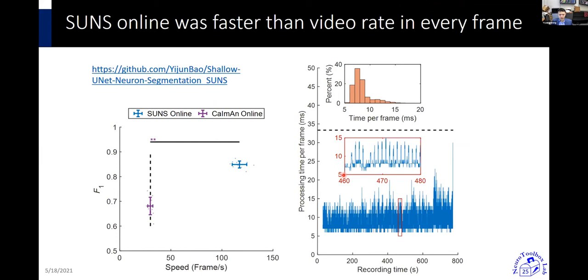And it performed nearly as well as the batch version, which can look at the entire movie. And it outperformed existing algorithms in this online category, again, by a factor of 3 in speed, which is also faster than the video recording rate, but was far more accurate. So now if we were to process these imaging movies frame by frame, we can essentially process every frame on average within about 10 milliseconds.